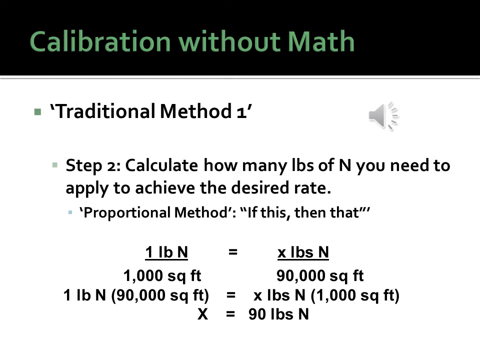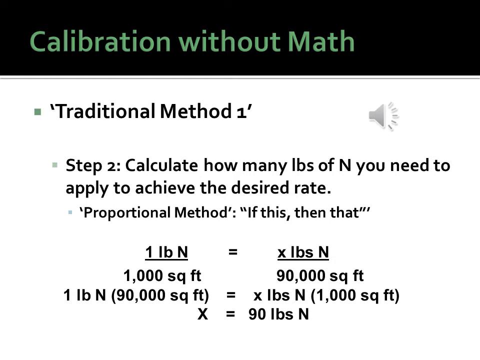So 1 pound of nitrogen over 1,000 square feet is equal to how many pounds of nitrogen per 90,000 square feet? So what are we going to do in this problem? Cross multiply. We're going to multiply 1 pound of nitrogen times 90,000 square feet, and that's going to be equivalent to X times 1,000 square feet. So we have 1 pound of nitrogen times 90,000 is equal to X pounds of nitrogen times 1,000 square feet.